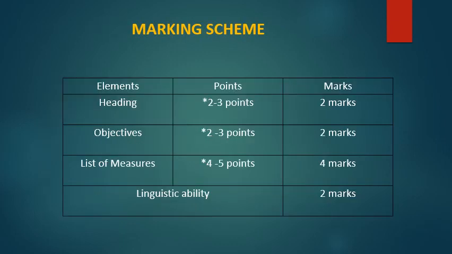Let's quickly understand the marking scheme. Heading, 2 marks. You are supposed to write 2 to 3 points. Objective, again 2 marks. You are expected to write 2 to 3 points over here. List of measures, 4 to 5 points to be written for 4 marks. And 2 marks are allotted for your linguistic skill.